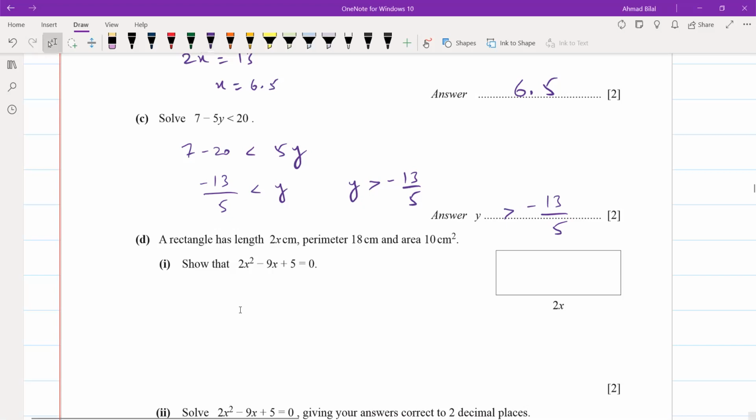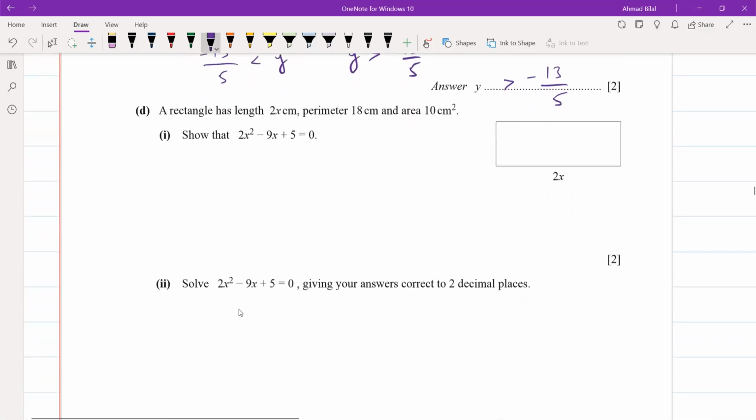Acha. Now a rectangle has length 2x centimeters, perimeter 18 centimeters, and area 10 centimeters square. Okay, so we have to show that 2x square minus 9x plus 5 is equal to 0. अच्छा, so we have 2x, rectangle है ये, ऊपर वाली लेंथ पे 2x हो जाएगी, ये लेंथ पे 2x है, perimeter is 18 and area is 10.